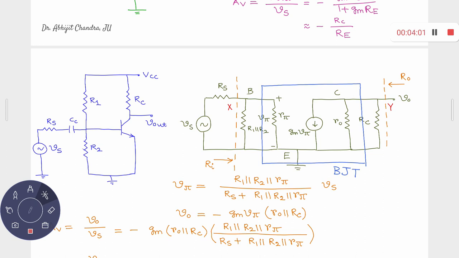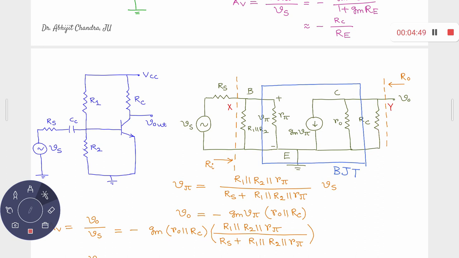So from base to AC ground, you have two paths, one through R2 and the second one through R1. From base to AC ground, you have one resistor, which is nothing but R1 parallel R2, because these two resistors are in parallel to AC ground. And emitter is already connected to DC ground. Therefore, between base to emitter, you have this resistance, that is R1 parallel R2. What else? You have this resistor RC, which is connected between the collector terminal and VCC, equivalent to DC ground. So therefore, from collector to emitter, you have another resistor RC.